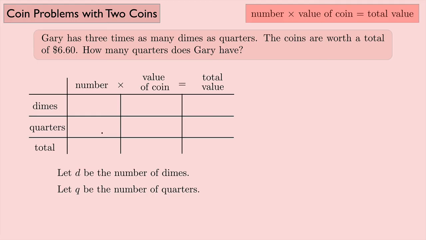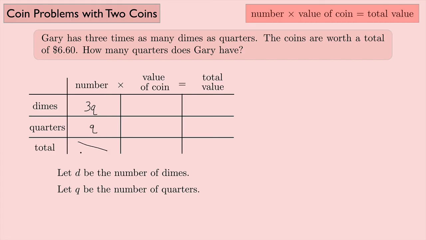How about if we just do it in terms of quarters? So I'll call this Q, and now I need to write the dimes in terms of Q. And I could do this the other way around. Just need to pick one of them to start with. So I'm going to pick the quarters, Q. And it says I have 3 times as many dimes as quarters. So that means if I take the number of quarters and multiply it by 3, that should give me the number of dimes.